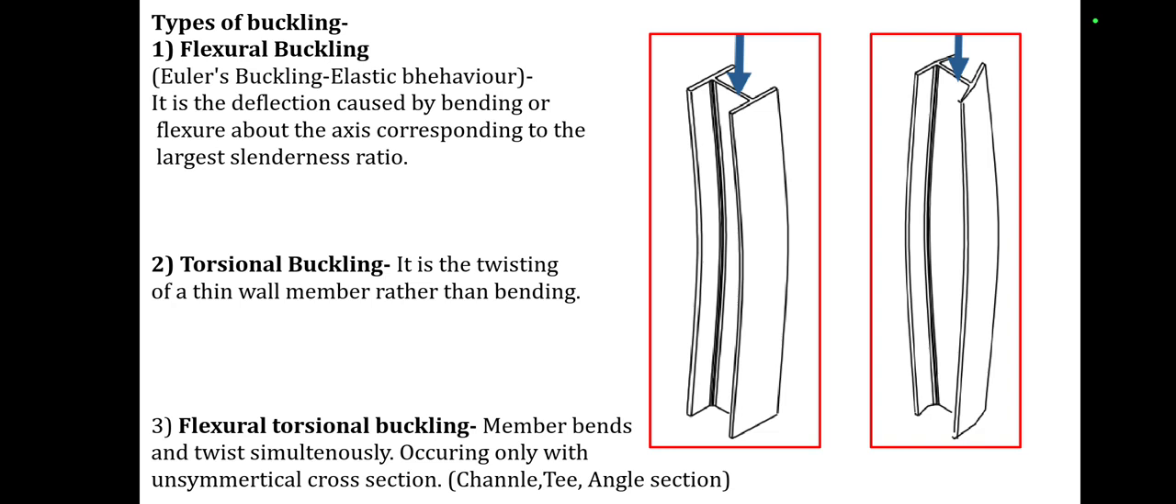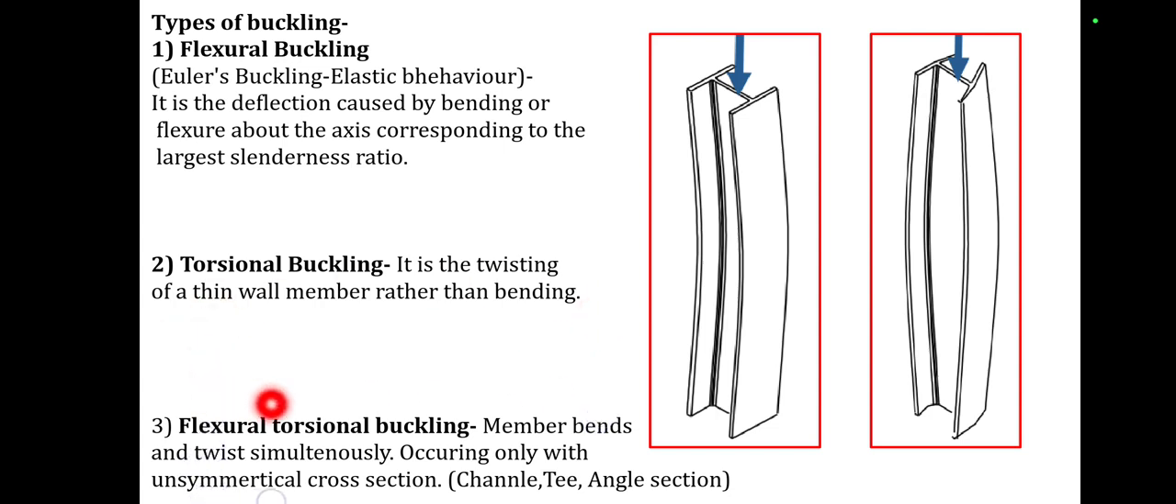Then types of buckling in the column. The first one is flexural buckling, the second one is torsional buckling, and the third one is flexural torsional buckling. Flexural buckling: here it is the deflection caused by bending or flexure about the axis corresponding to the largest slenderness ratio. Then torsional buckling: it is the twisting of a thin wall member rather than bending.